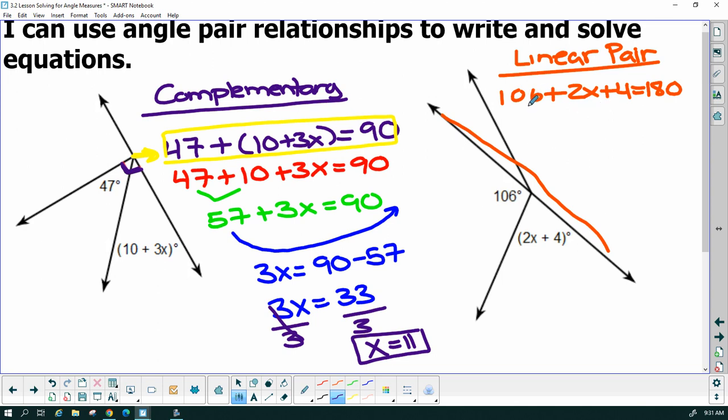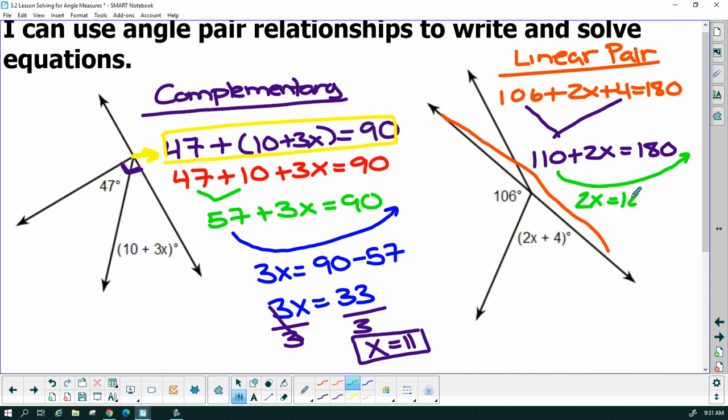So I can take this 106 and this 4. They're both positive. I can put them together to make 110. And then I'm going to move this 110 over. And it becomes a negative 110 minus 110. And I can clean that up. 180 minus 110 is 70. And then I'm going to divide both sides by 2 to get rid of that 2 in front of the x, and find out that x is 35.